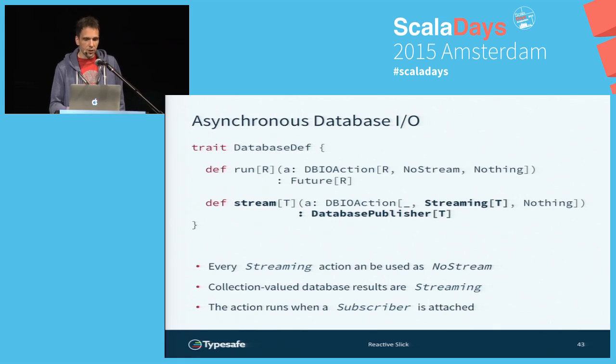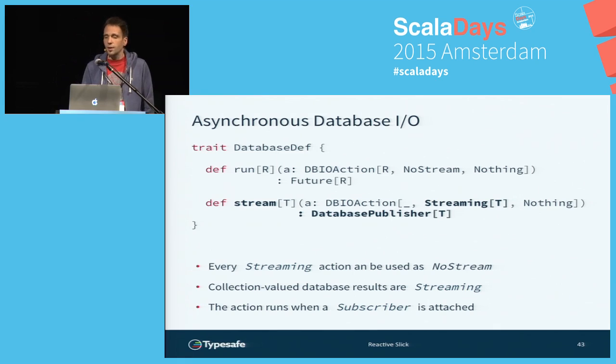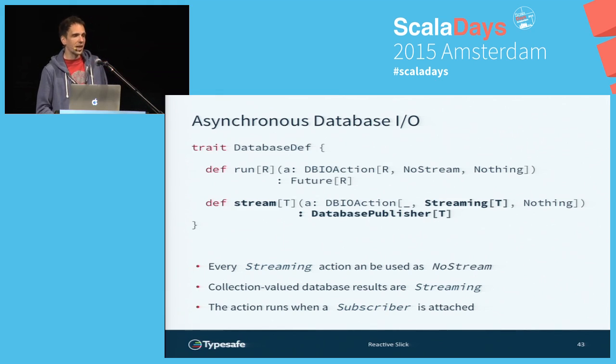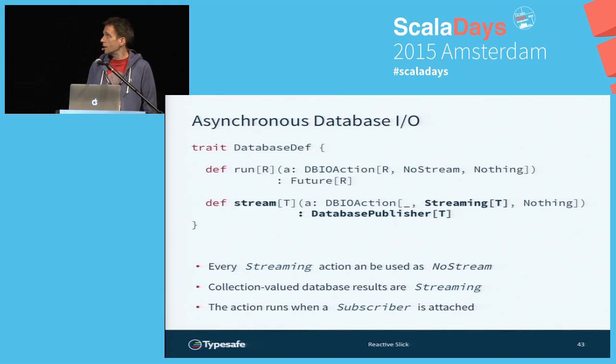And there's one important difference between stream and run, and that's the fact that stream does not actually start the database operation yet. That's due to the way reactive streams work. This publisher is just a placeholder for the operation, and once you attach a client, a subscriber to this publisher, that's when your action really runs.